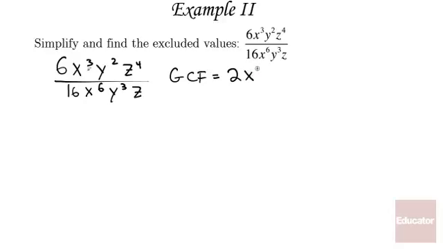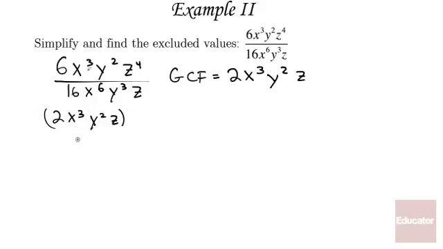So that is part of my greatest common factor. y squared is a common factor for both the numerator and the denominator. And z. A z is found in both the numerator and in the denominator. So I could rewrite this as the product of its greatest common factor and what remains when I pull that out.